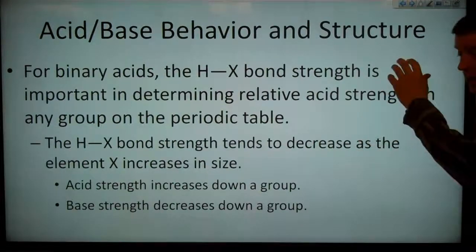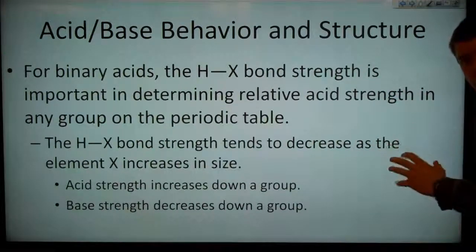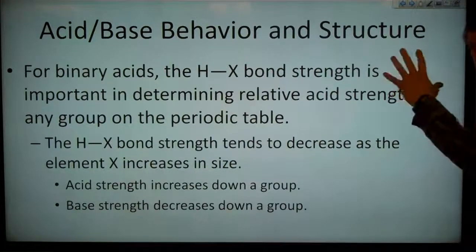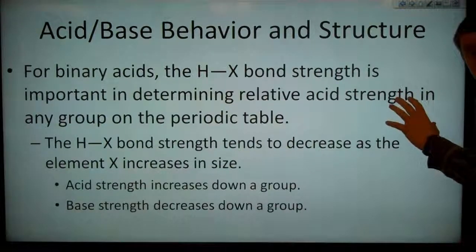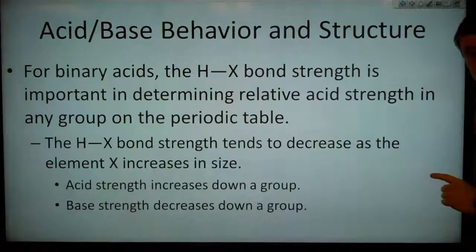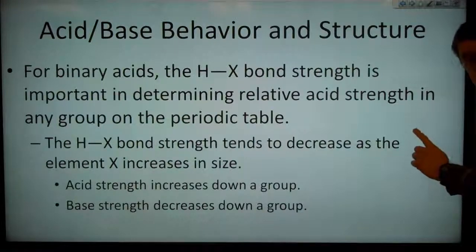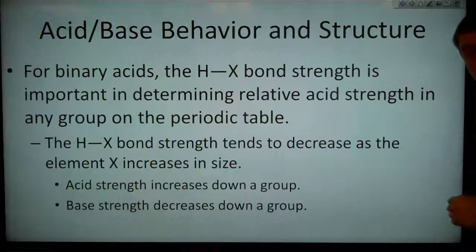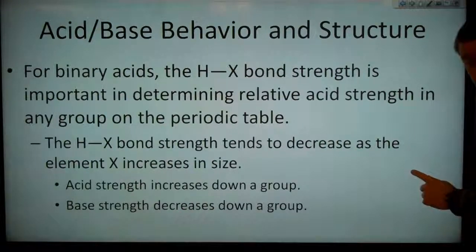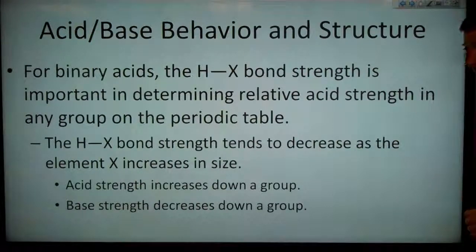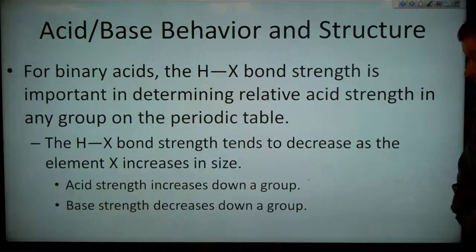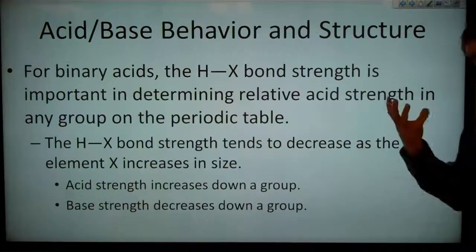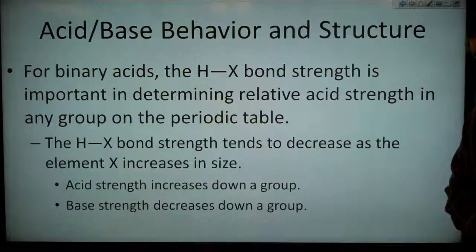So as we move from HF to HCl to HBr to HI, the HF is a weak acid. HCl is a stronger acid. That's one of our strong acids. Remember, HF was not one of our strong acids. HBr, hydrobromic acid, is an even stronger acid than hydrochloric. And hydroiodic acid is a stronger acid than hydrobromic. Because as we move down, the size of our element is getting larger, which means that that HX bond is getting weaker, and that means the acid must be getting stronger.